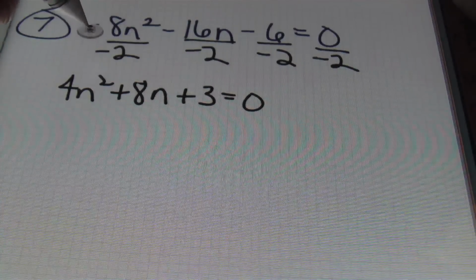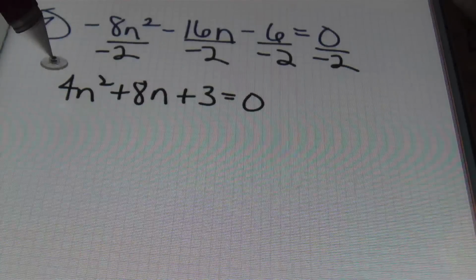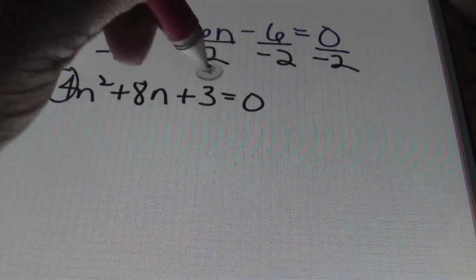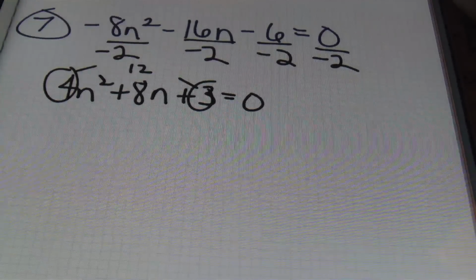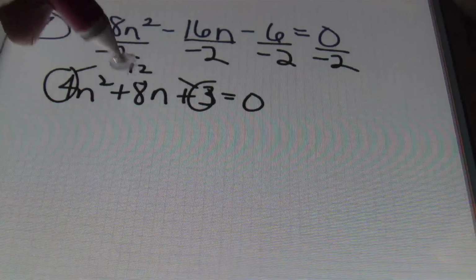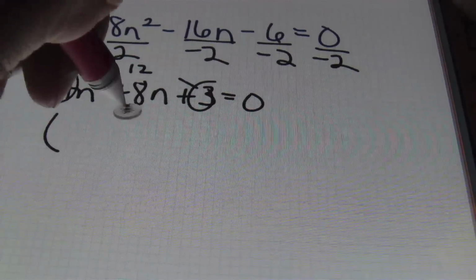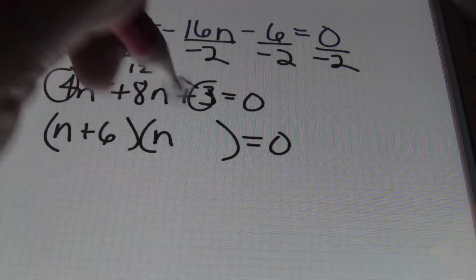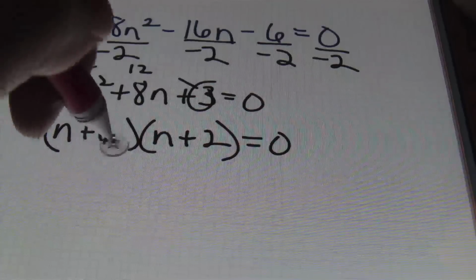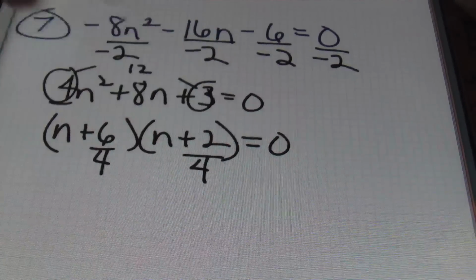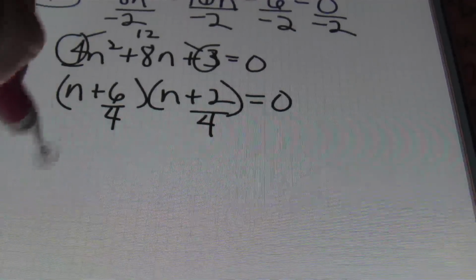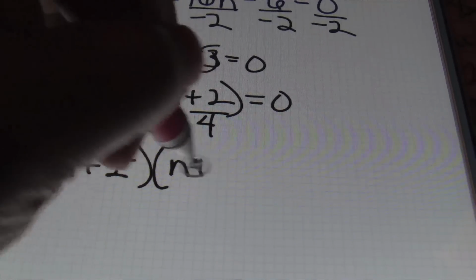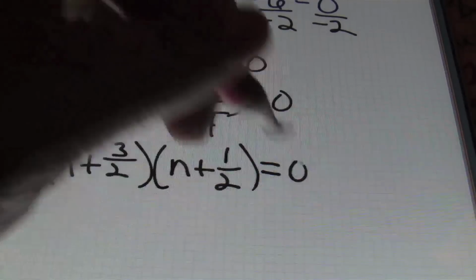So by dividing the original equation by negative 2, I was able to rewrite it into something that looks a lot easier to solve, right? So here I'm going to start out by multiplying 4 times 3, and that gives me 12. So 2 factors of 12 that will add to give me 8 are 2 and 6. So I'm going to open up 2 sets of parentheses here. I'll end up with n plus 6 times n plus 2, and then because I had that 4 in front, I'll divide both of these numbers by 4. So next I'll simplify, and I'll end up with n plus 3/2 times n plus 1/2 equals 0.